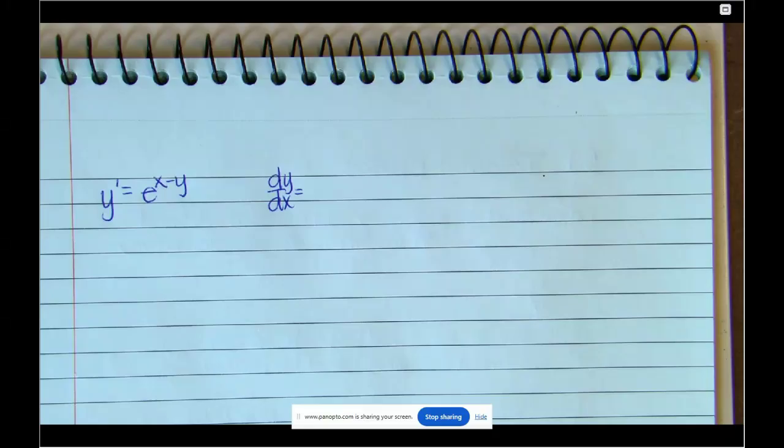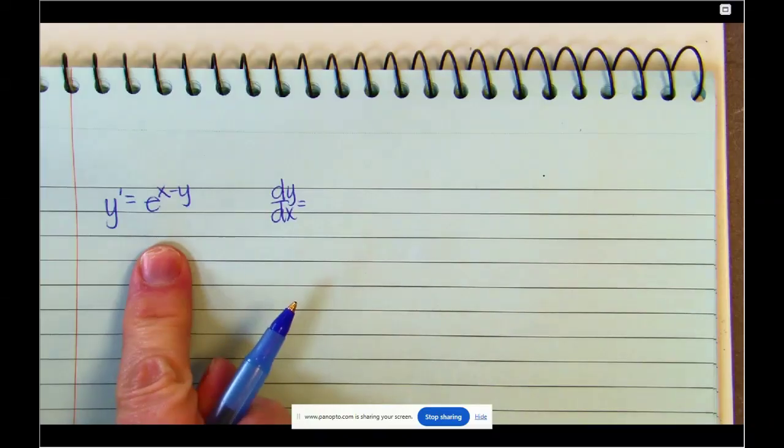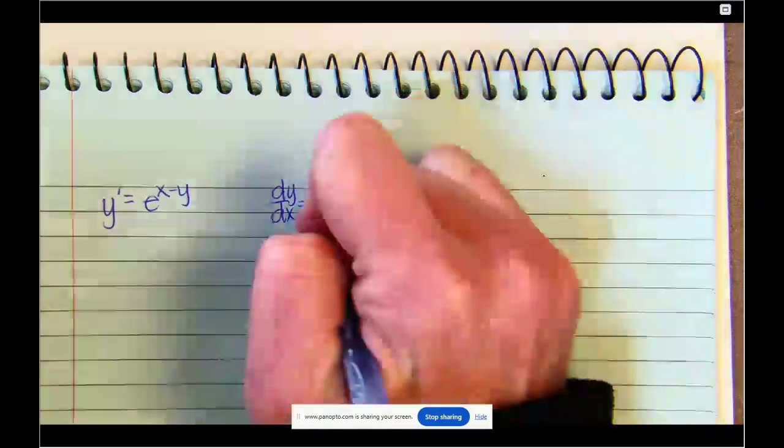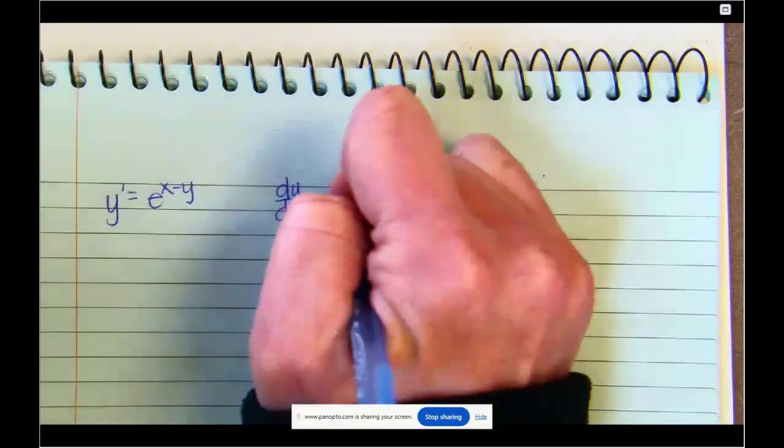You've got two variables. You can split it. So we can split this. Remember the voodoo that we did the other day with the exponent rules? This is e to the x times what? e to the negative y.